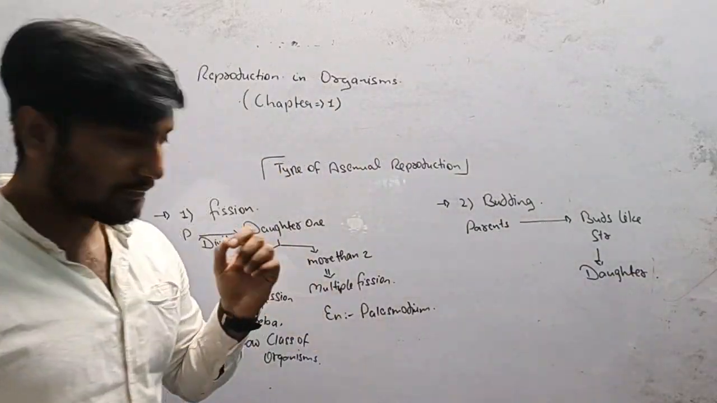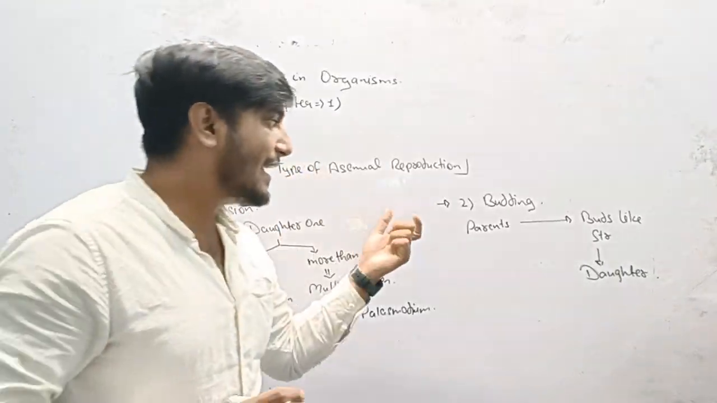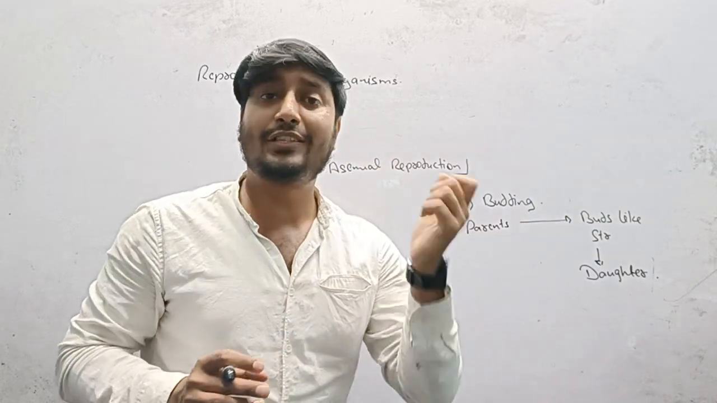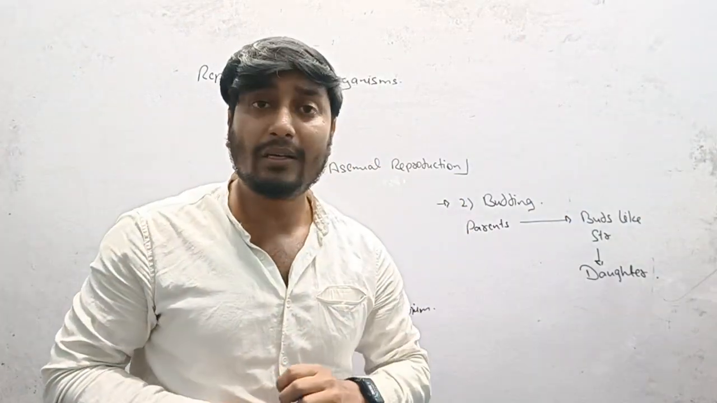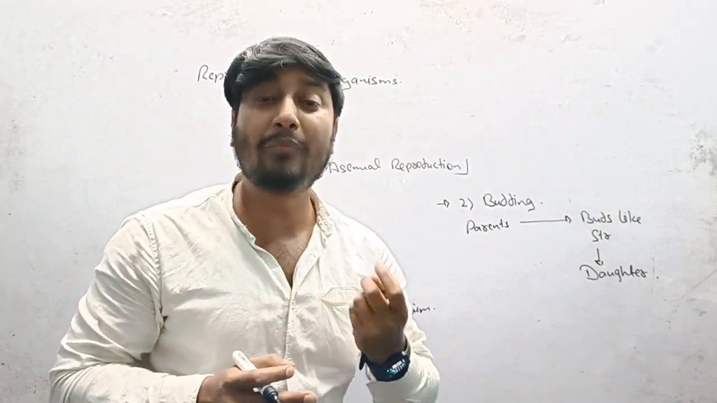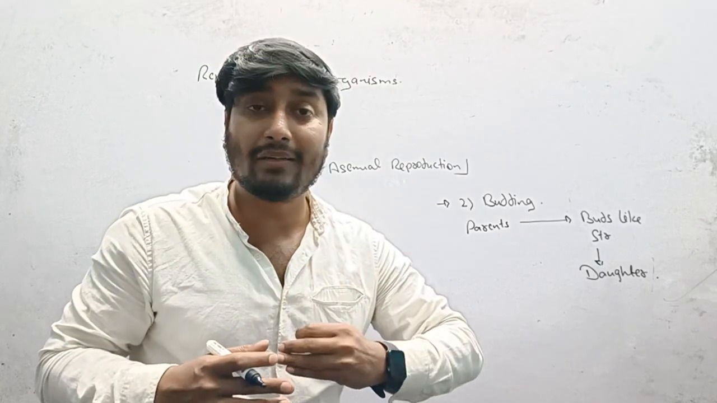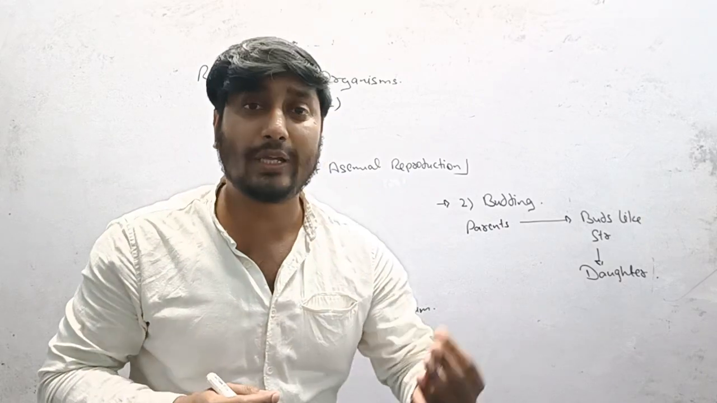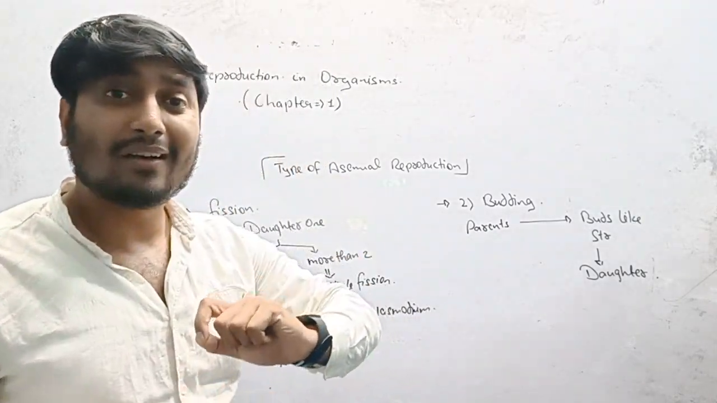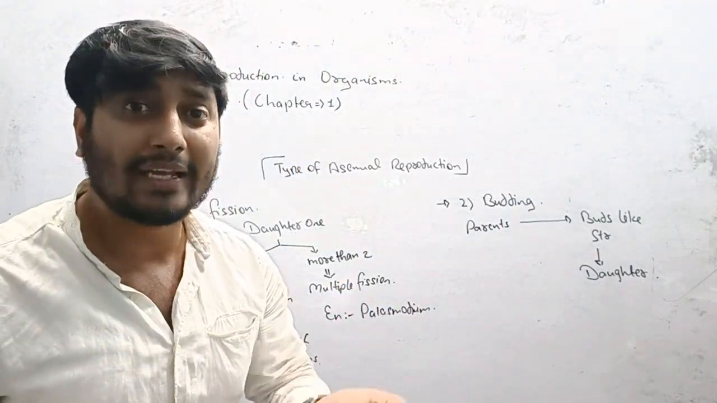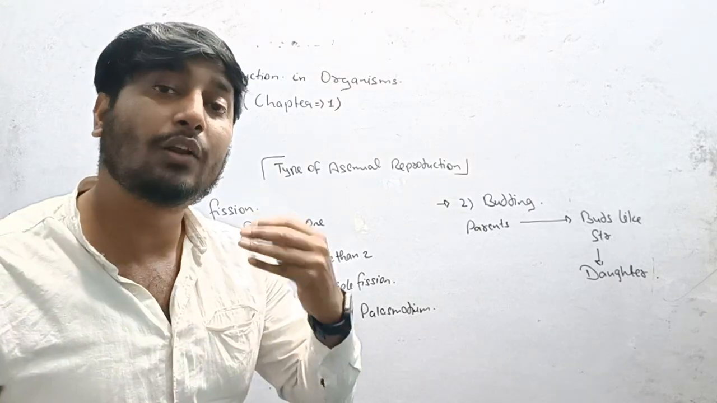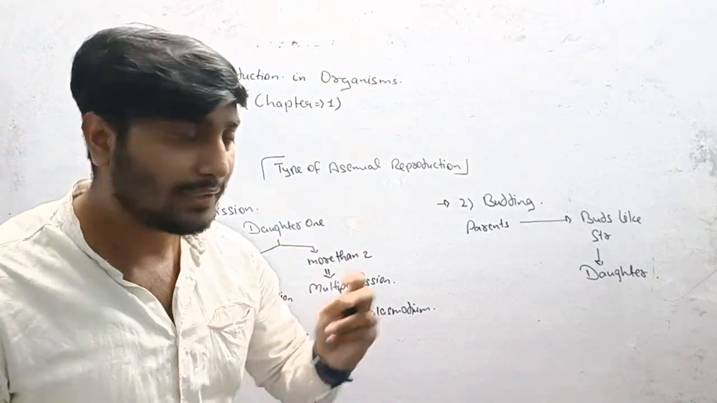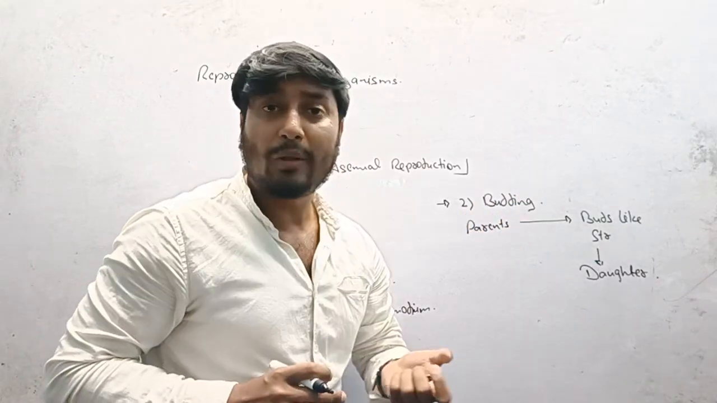That's simple. The parent gives a bud-like structure. Bud-like means some growth which is not seen as a regular body part, right? The growth occurs outside the body or inside the body, but is not similar to the body, right? So that is known as budding.